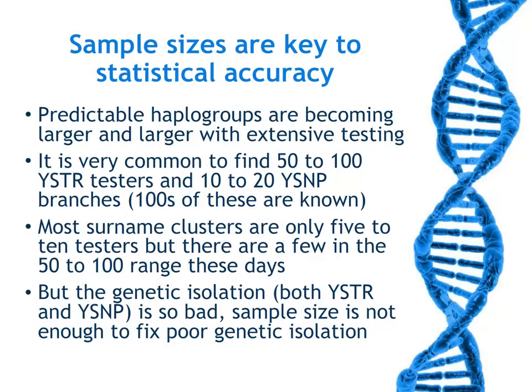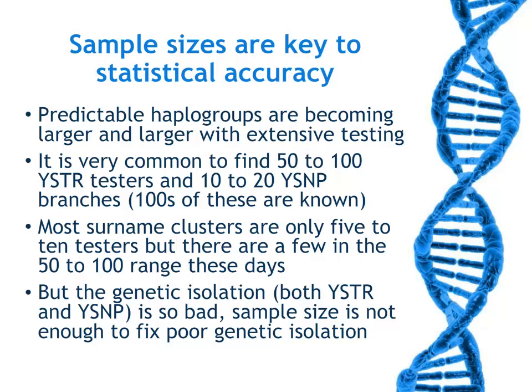Sample size is another key factor. Predictable haplogroups are becoming larger and larger, and many more are now hitting this critical requirement, which is sample size. It's very common for people to find 50 to 100 YSDR testers in any predictable haplogroup these days, and 10 to 20 YSNP branches.